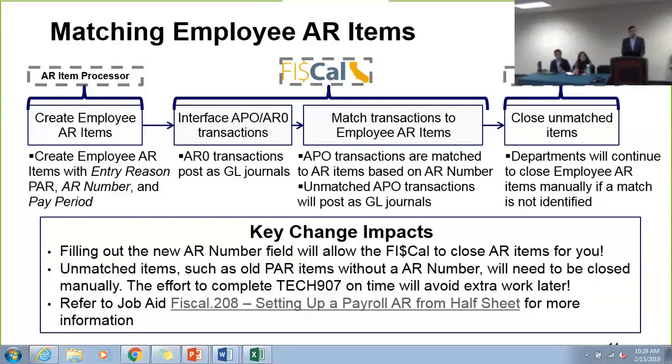So if it's full and closed, my instinct would be no, right? Right. So I would think because the system's looking for an open AR item that matches, it would just create a GL journal in that case.